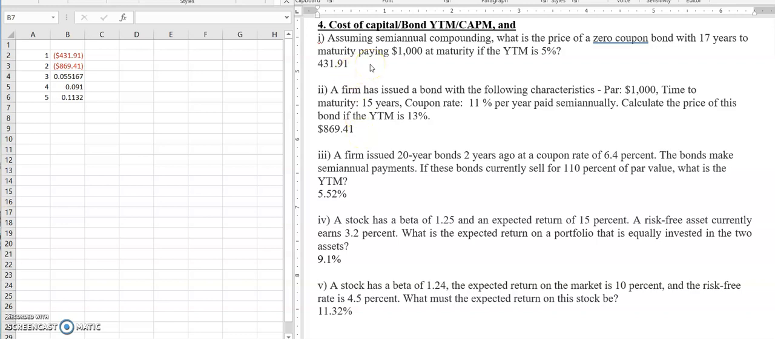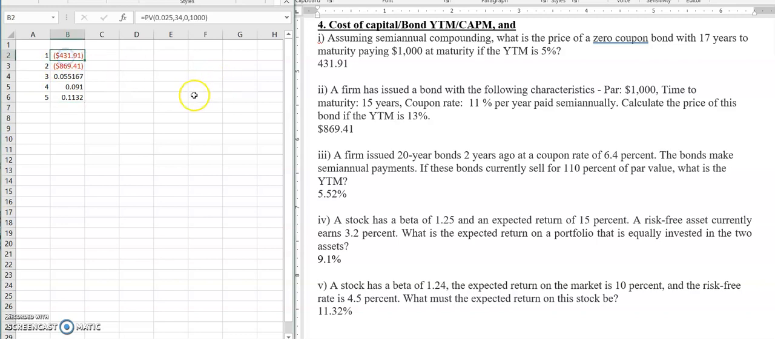All right, question number one. Keep in mind, most of the bonds pay coupon on a semi-annual basis. That's twice a year. So, assuming semi-annual compounding, what is the price of a zero coupon bond with 17 years to maturity, and it's going to pay $1,000 at maturity, so the face value is 1,000. How can you calculate the price if the yield to maturity is 5% per year?